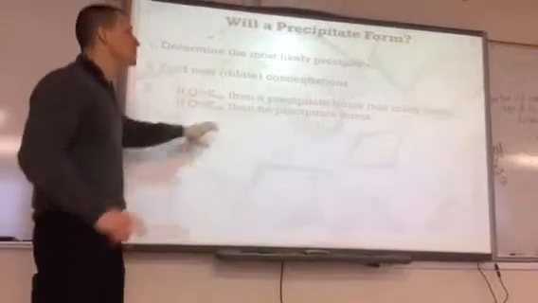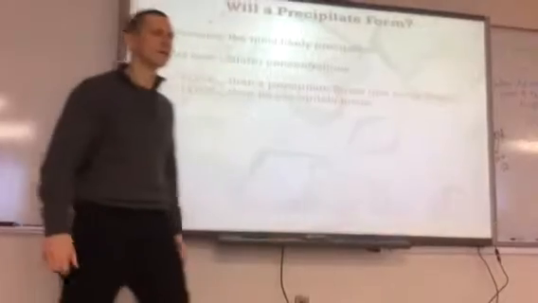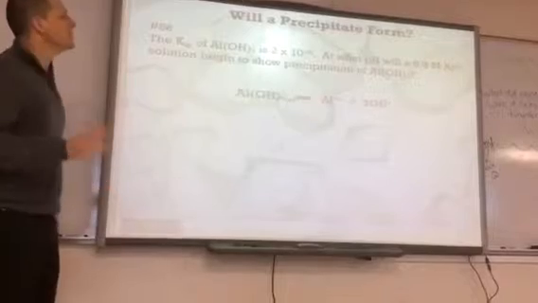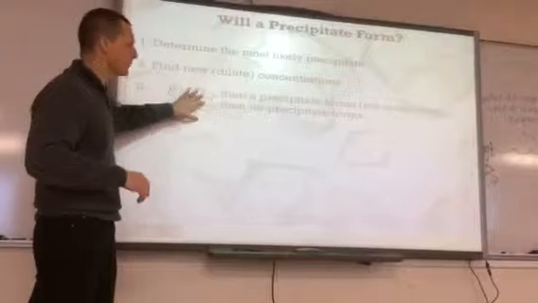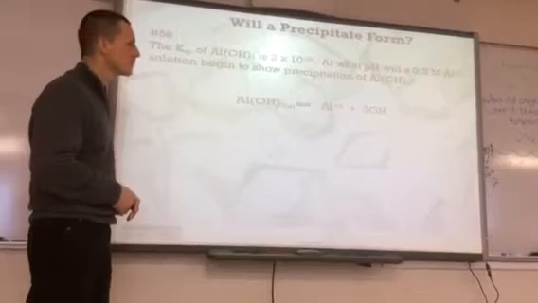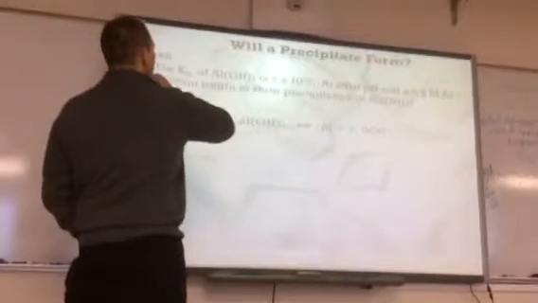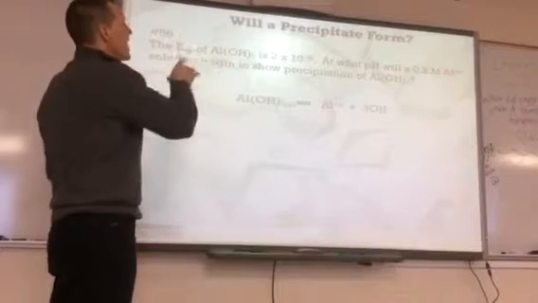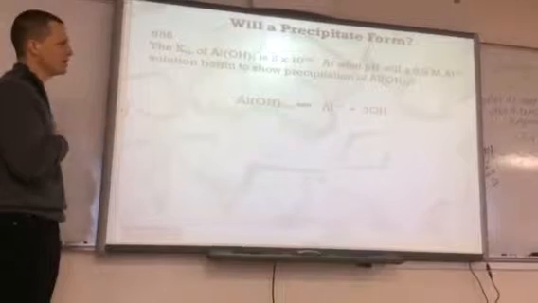Okay. Now, did you write this down from yesterday? Here's an example of a problem that we'll need to use this concept for. Will a precipitate form? Let's take a look at what we're given in the question. And this is in the homework. It's number 50. I don't know if it's assigned, but it's at the end of the chapter. At what pH will a 0.2 molar aluminum solution begin to show precipitation of aluminum hydroxide?